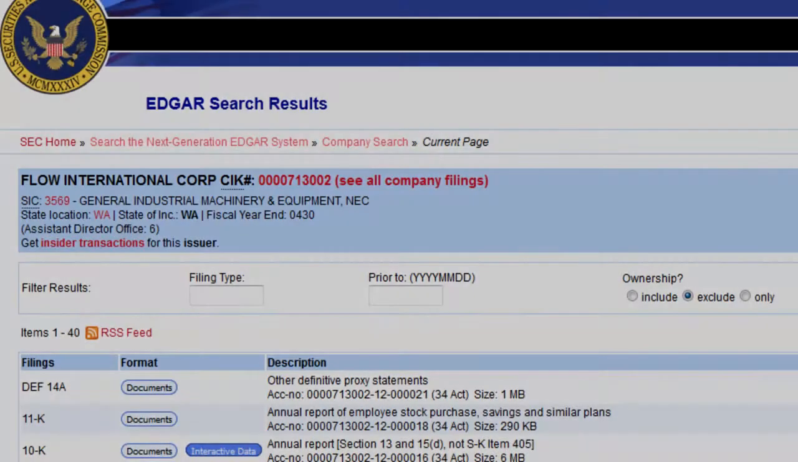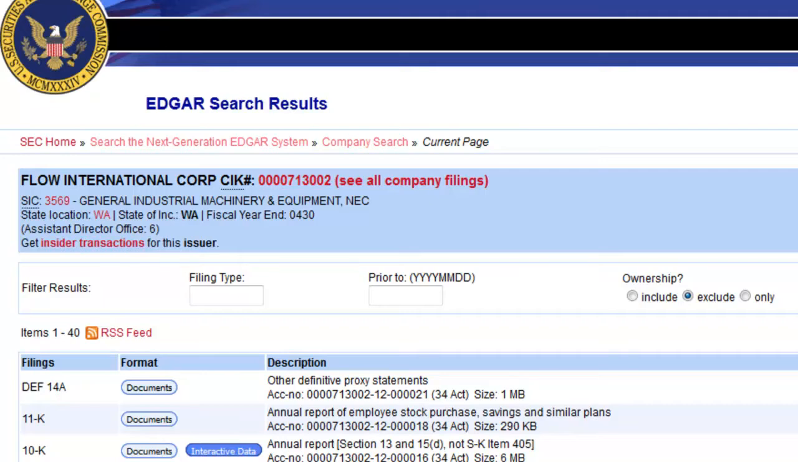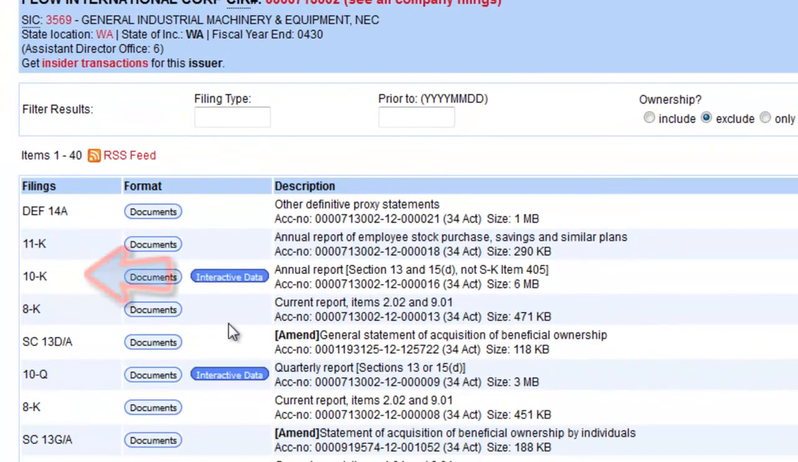While there are different forms filed by companies with the SEC, let me talk about the most important ones. So let's start out with a 10K, which is, as I said before, an annual report that is filed by companies, and it is an absolute must read. So let's go ahead, click on this.